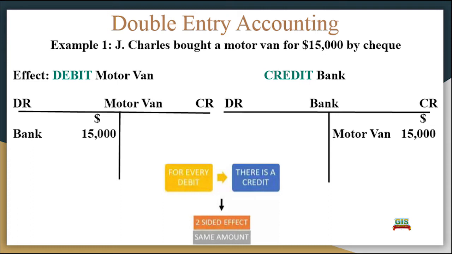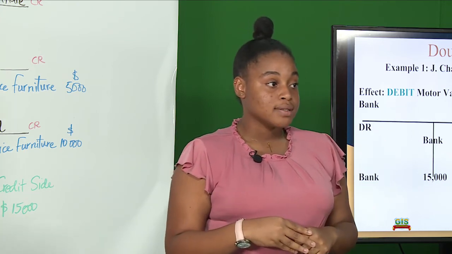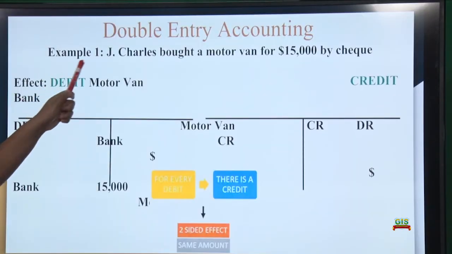Now, a common error that is made is to interpret J. Charles as an account being affected. No. J. Charles buying a motor van for $15,000 by check, it's telling us that this is his accounting record. We are in J. Charles's books of accounts. So it's not necessary to open an account for him. It's in his records. We have to show how the transaction affected his records. The transaction being buying a motor van for $15,000. So this mistake, guys, by J. Charles, no, that's not right.